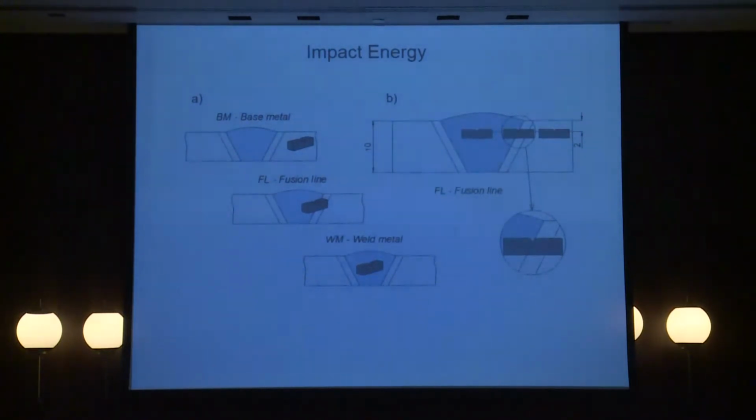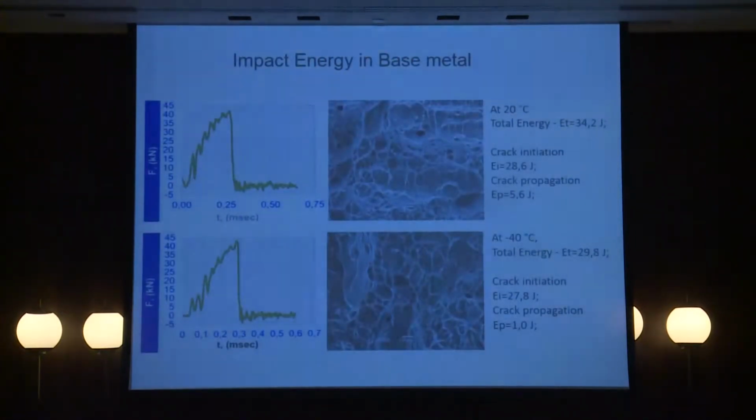Impact energy was investigated in the base metal, fusion line, and weld metal zone, and the results are as follows. On base metal, we investigated temperatures of 20 degrees, 0 degrees, minus 20, and minus 40 degrees. In this presentation, I will show only 20 and minus 40 degrees. At 20 degrees, base metal has approximately 34 joules. Crack initiation has approximately 28 joules, and crack propagation energy approximately 5 joules.